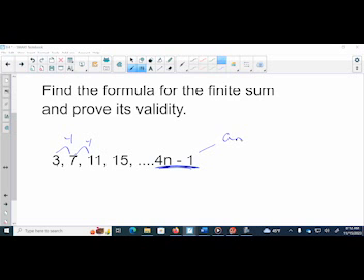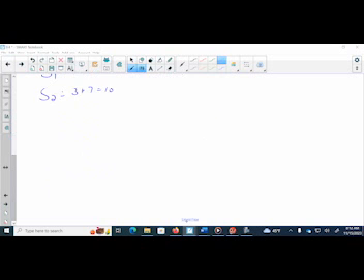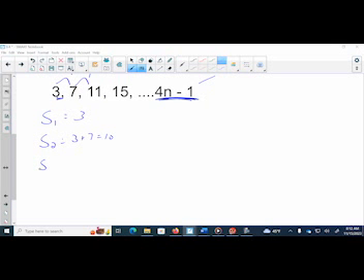Now I'm going to try and find my sums. So the sum of the first term is 3. The sum of my second term is going to be the sum of the first term plus my next term, which is 7, and I'm going to get 10. Then I am going to do the sum of the third term. That's going to be 10 plus 11, and I'm going to get 21. The sum of my fourth term is going to be that 21 plus 15, and I'm going to get 36.